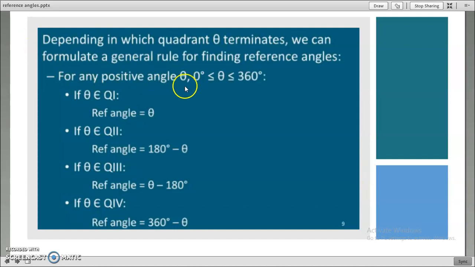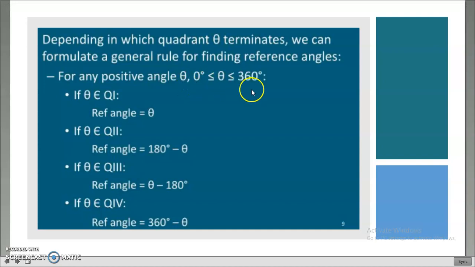For any positive angle between 0 and 360, if the angle is in quadrant 1, the reference angle is that angle. If the angle is in quadrant 2, you would do 180 minus the angle. If the angle is in quadrant 3, it would be the angle minus 180. And if the angle is in quadrant 4, it is 360 minus the angle.